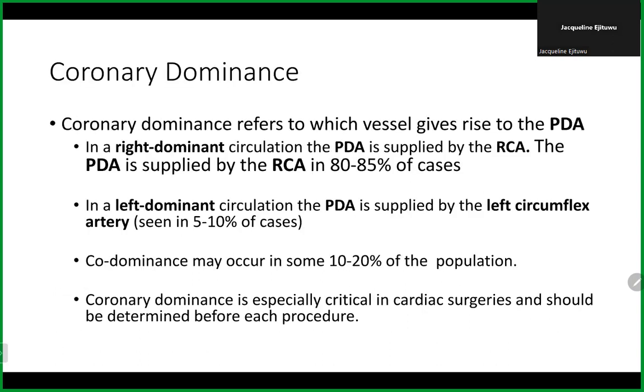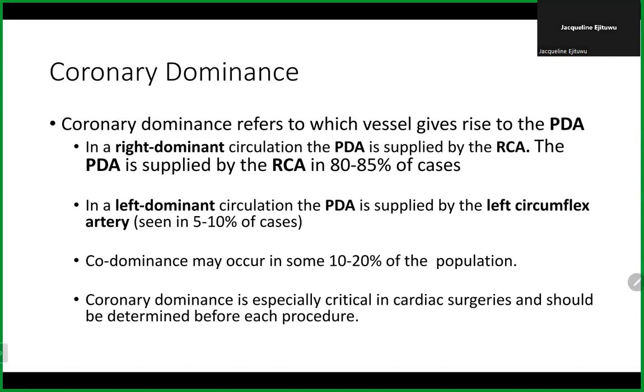So coronary dominance refers to which vessel gives rise to the posterior descending artery. In right dominant circulation, the posterior descending artery is supplied by the right coronary artery, and this is seen in 80 to 85% of cases. While in left dominant circulation, we've mentioned this earlier, it's supplied by the left circumflex artery.